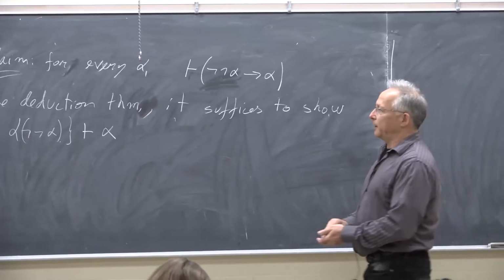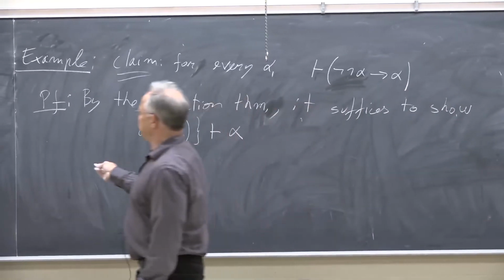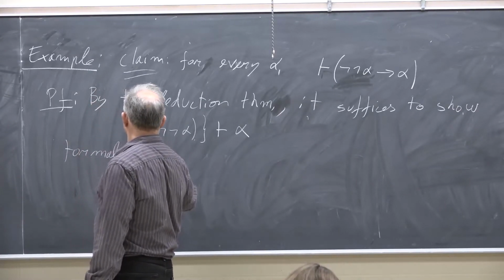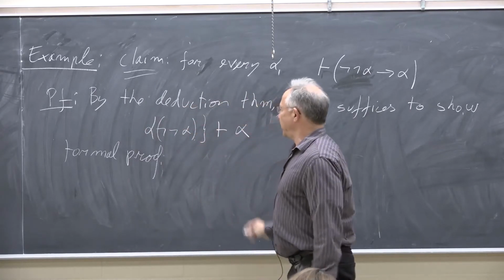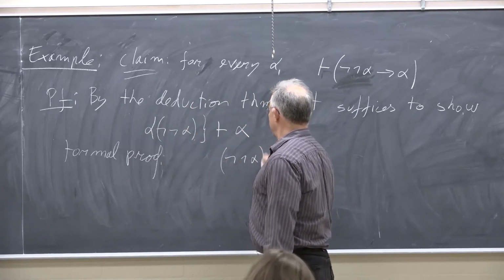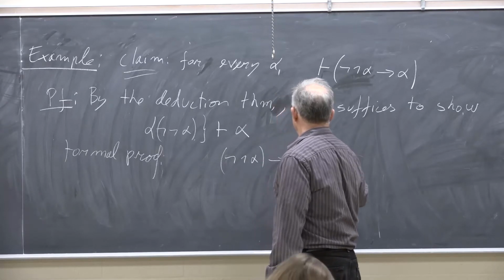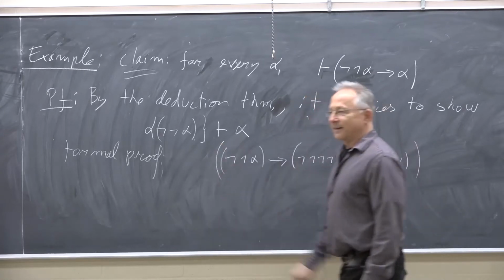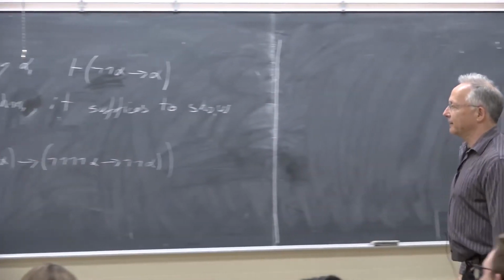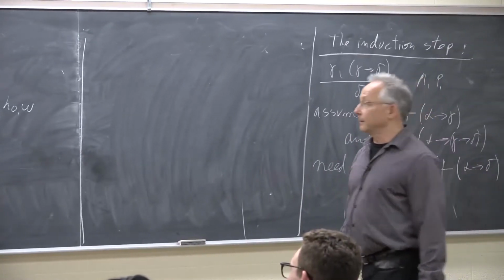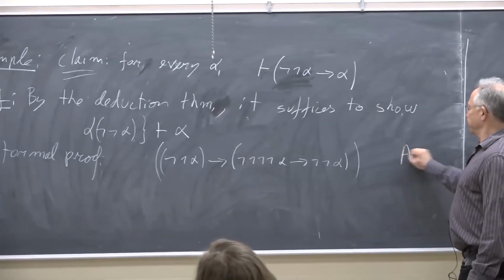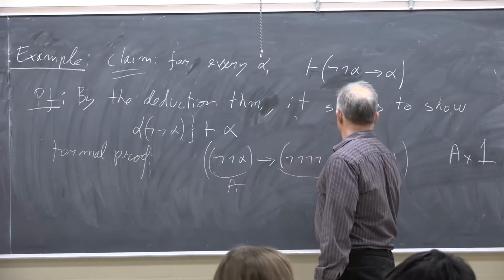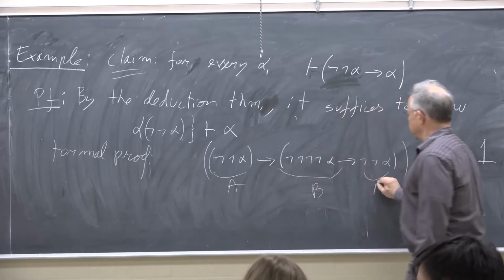Okay. So now here is the formal proof. Hopefully. So what I will do is I will write not alpha arrows 1, 2, 3, 4 alpha arrows 1, 2 alpha. Why can't I write this? This is just axiom 1. Right? This is sum A. This is sum B. This is A again.